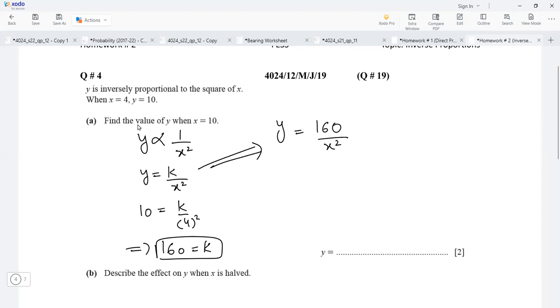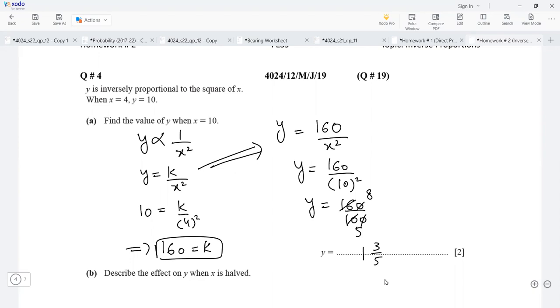Now what we have to do in part a, find the value of y. y will be written as it is and x will be 10. Square of 10 is 100. So it is 160 over 100. Now we can write down the answer in fraction form. 0 will be cut with 0, 2 eights are 16 and 2 fives are 10, and we can say the answer is 1 whole 3 over 5. This is the answer for y.